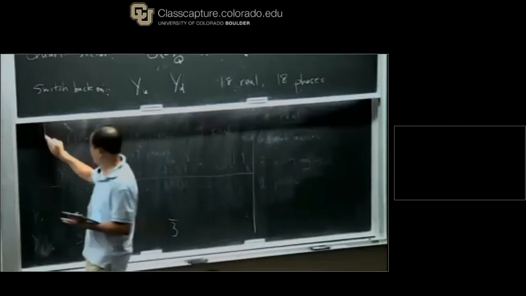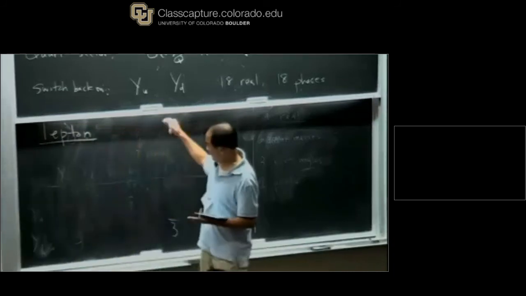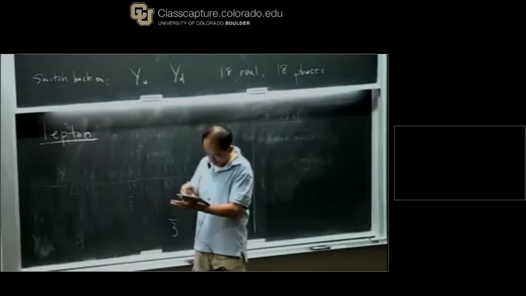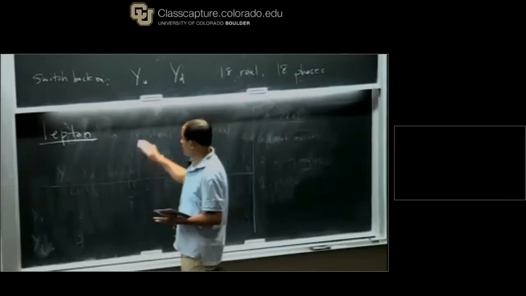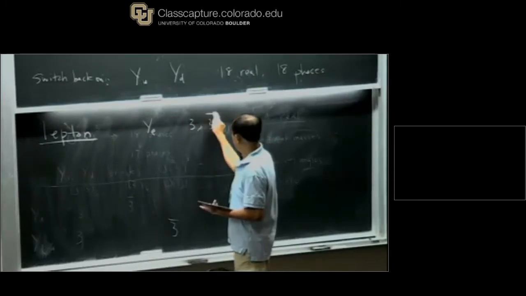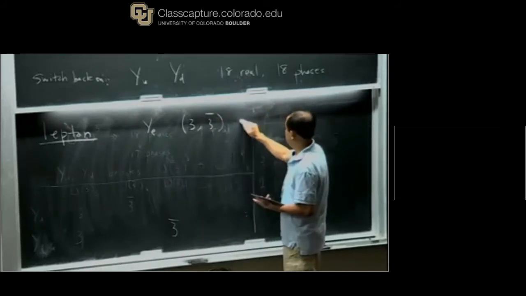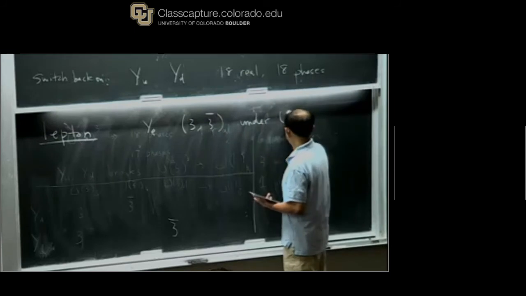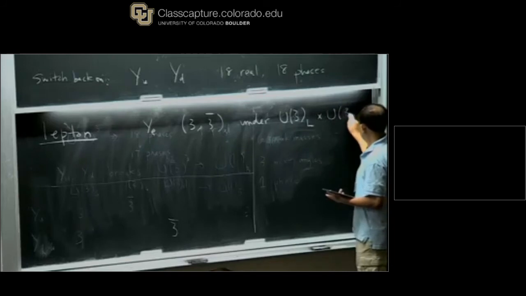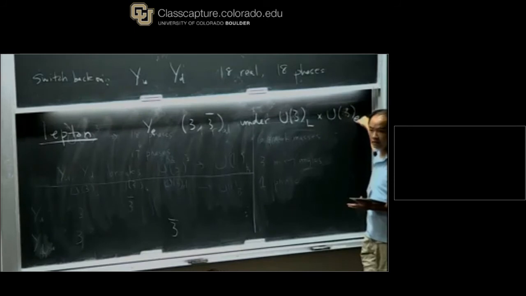Leptons. I talked about quarks, and I can go faster with leptons. Is this reasonable? Can you read this? Okay. So Y_E is a 3 bar under left-hand rotation and right-hand rotation. Okay?